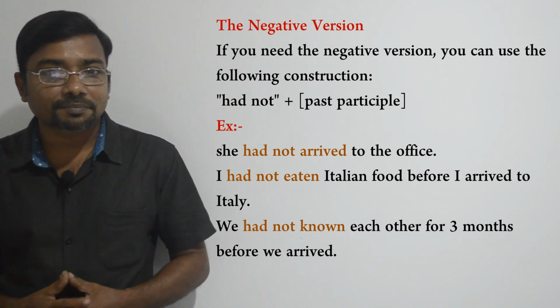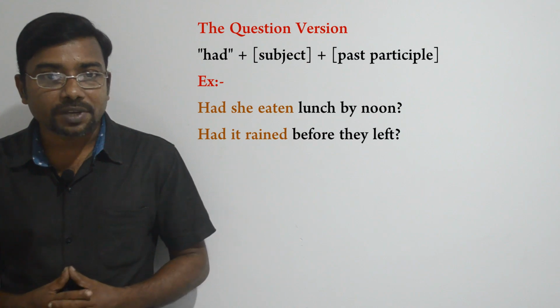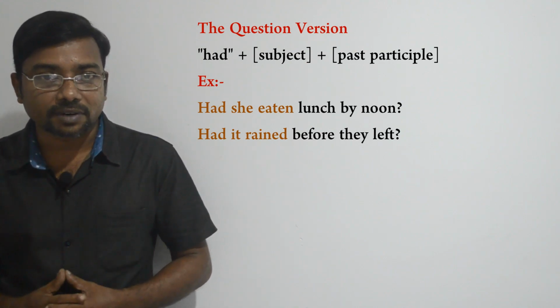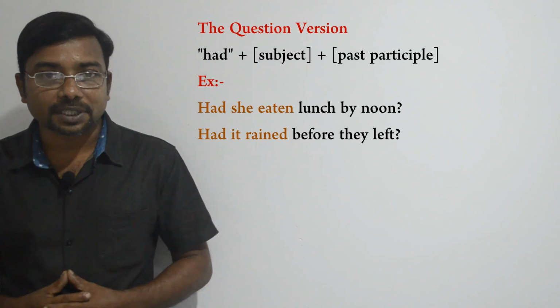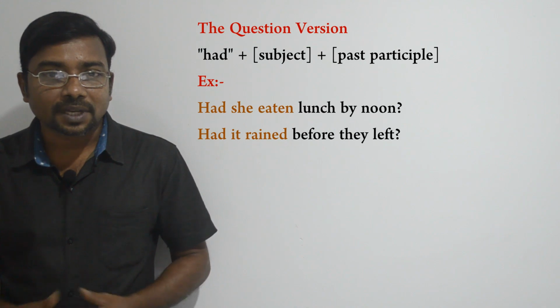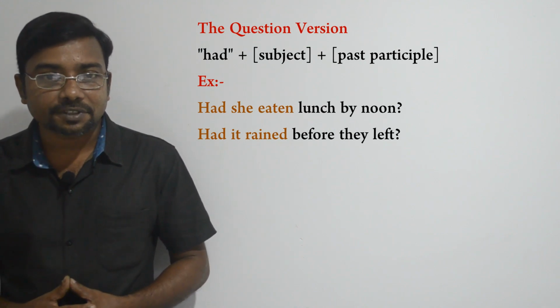Okay everyone, now let's look at how to form questions with past perfect tense. When you are going to make questions, we can exchange the subject with the auxiliary verb had. Look at these examples. Had she eaten lunch by noon? Had it rained before they left?